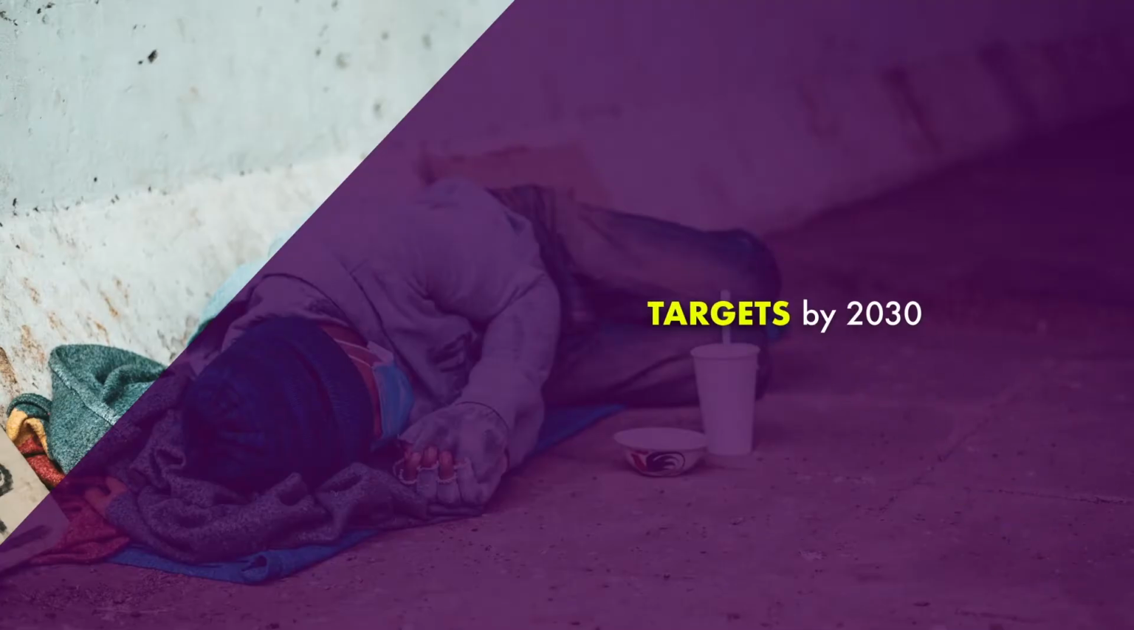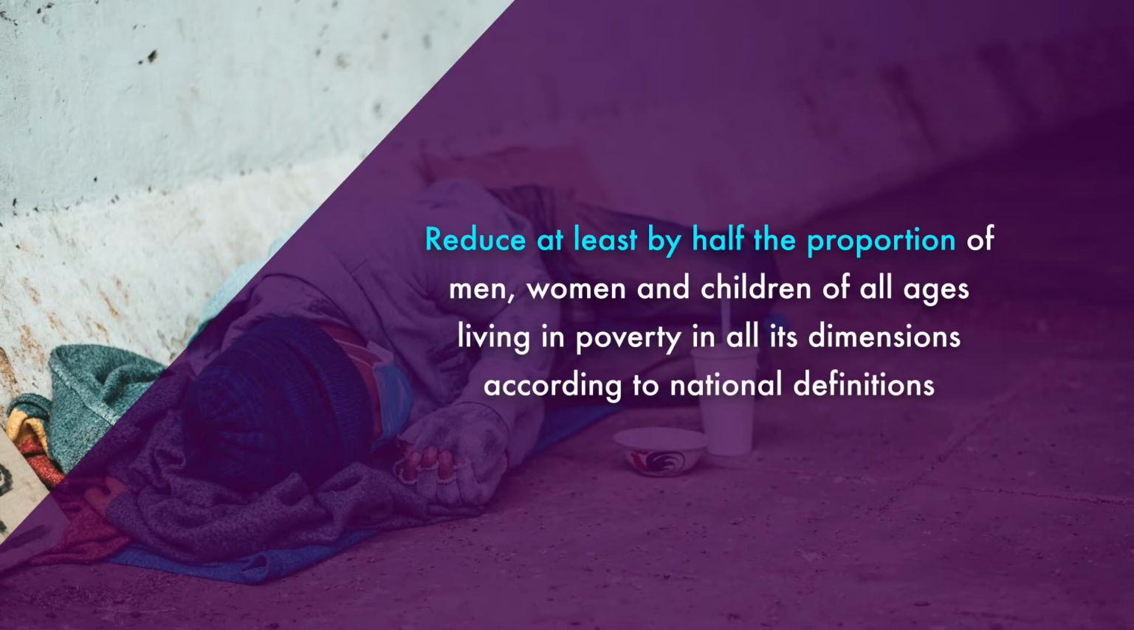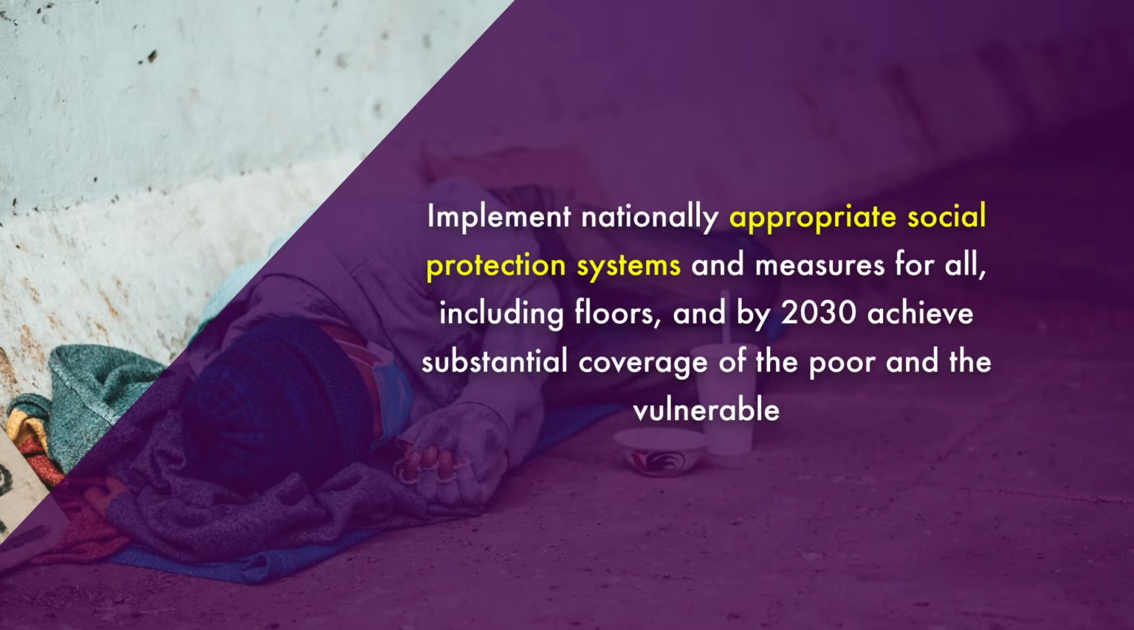By 2030, eradicate extreme poverty for all people everywhere, currently measured as people living on less than $1.25 a day. By 2030, reduce at least by half the proportion of men, women, and children of all ages living in poverty in all its dimensions according to national definitions. Another target: implement nationally appropriate social protection systems and measures for all, including floors. And by 2030, achieve substantial coverage of the poor and vulnerable.